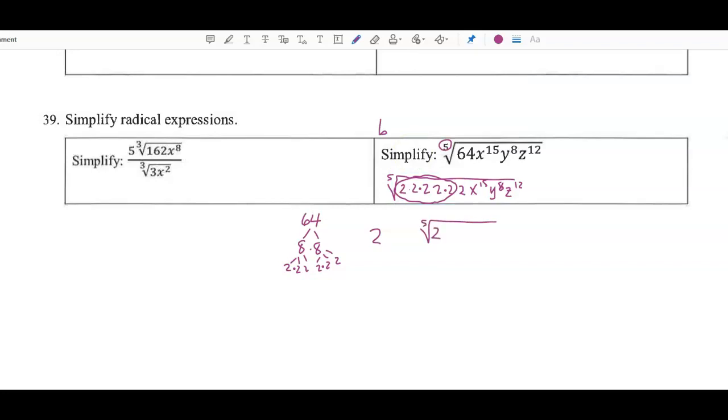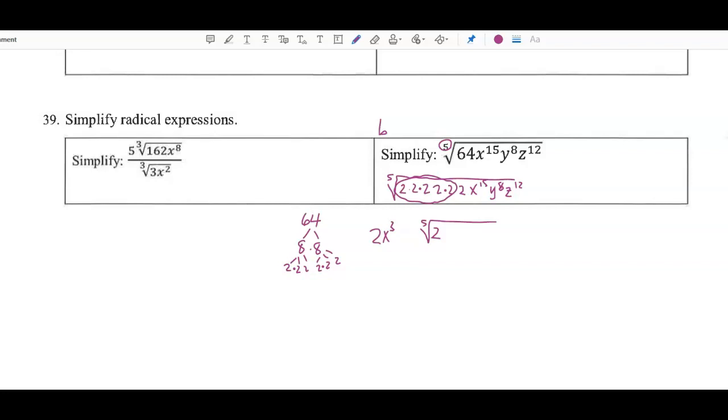And now I'll do my variables. So when we're doing the x to the 15th, remember you're using the index, the type of root that it is, to divide by. So we're saying, how many times will 5 divide into 15, right? And so that will go in 3 times. So I've got x to the 3rd on the outside, and there's no remaining x's.